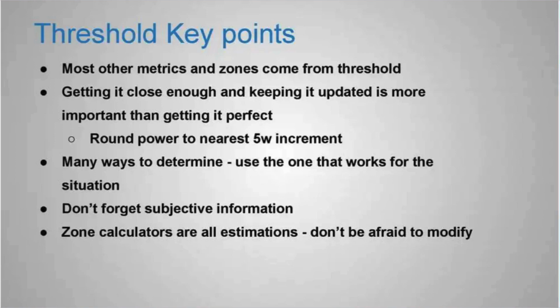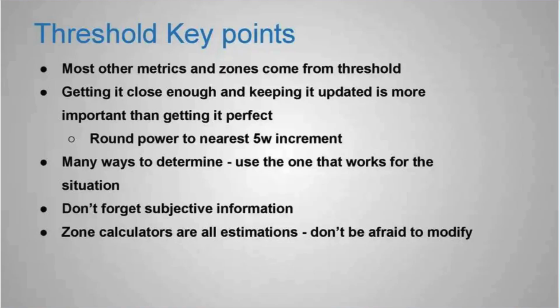Since the range of power output is so large in cycling and running, you can even go as far as to always round a threshold value to the nearest 5-watt increment and not worry about updating it unless it has changed by at least that much. There are many, many ways to determine threshold, and they are all equally imperfect. So choose the one that will work best in a given situation, whether that's a field test or just an estimate from day-to-day training data.